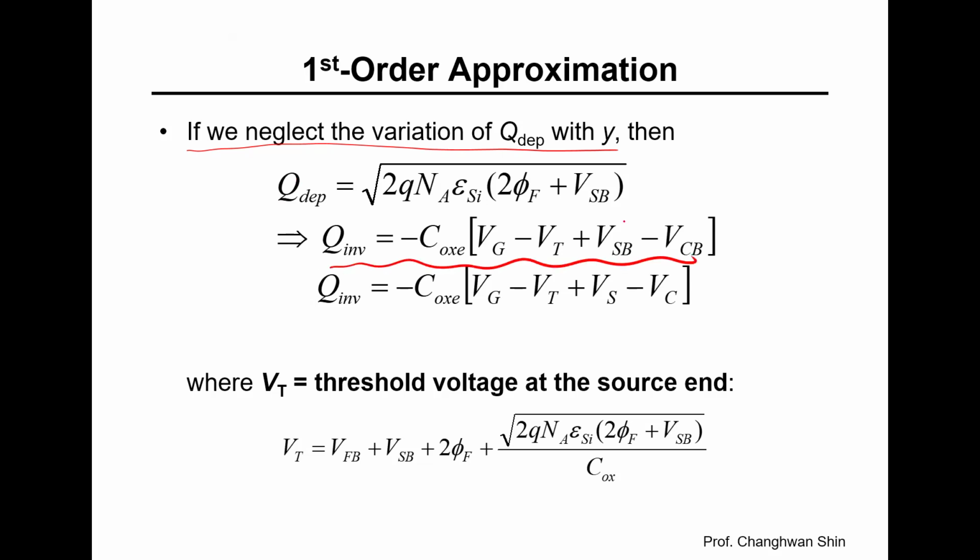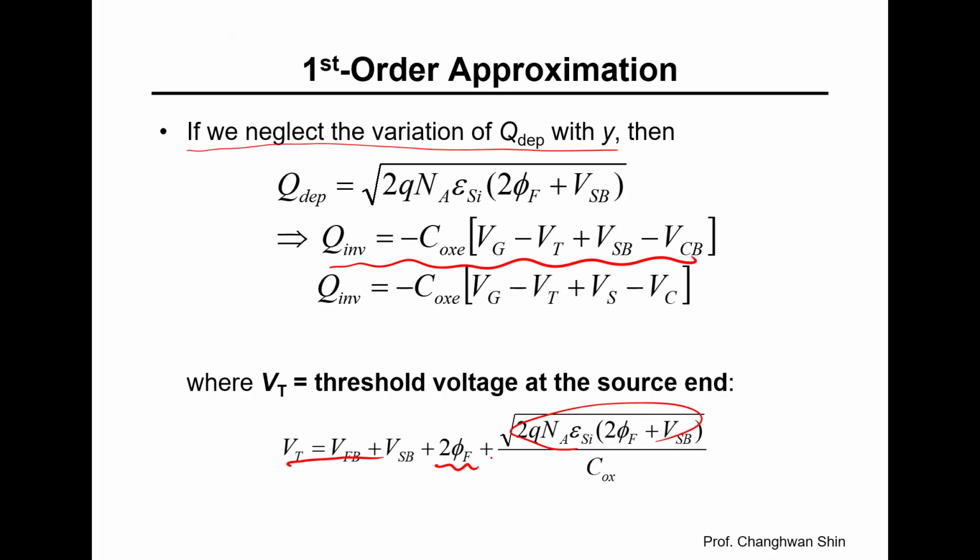Here, VT is the threshold voltage at the source end of the channel, and this approximation is like assuming a garden hose has constant diameter, even though in reality it might vary slightly along its length. The threshold voltage itself depends on several factors, as I have just told, including flat band voltage, source to body voltage, Fermi potential, the bulk potential here, psi f, and a term related to the depletion charge here.